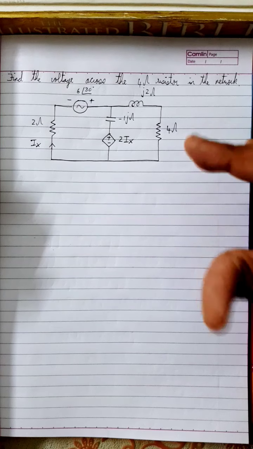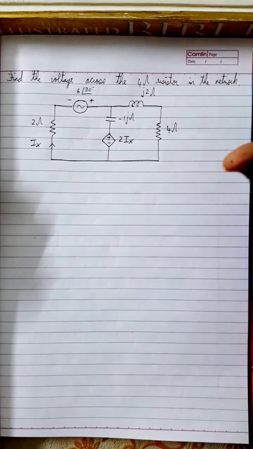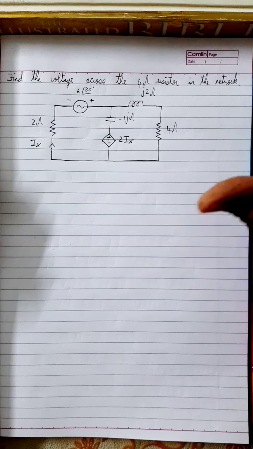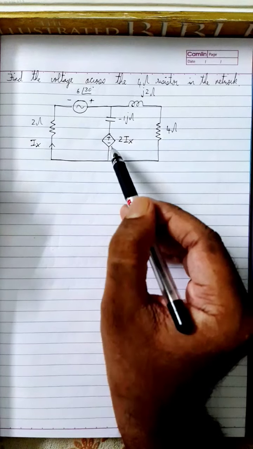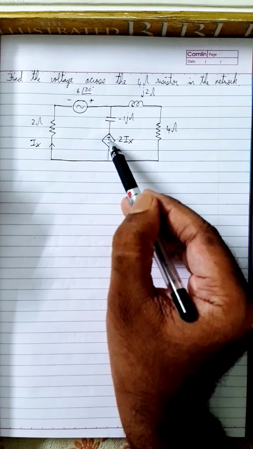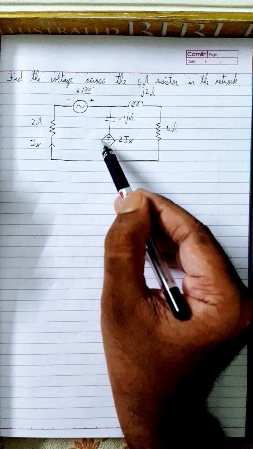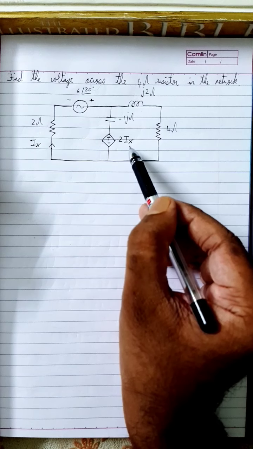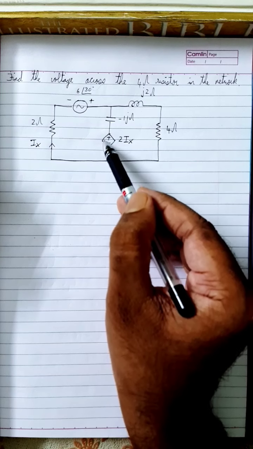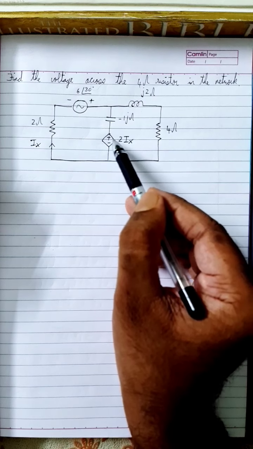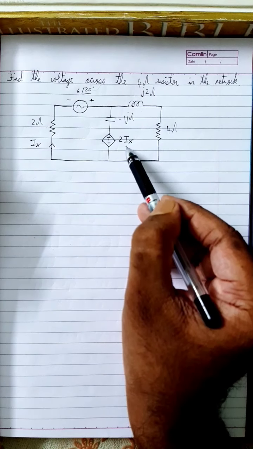If a dependent source comes into the picture, there's nothing unusual about it. Just do the problem as you did before. The only thing is that you find the equation of the dependent source. That's all. See here, this is the dependent source, right? Here this is a dependent voltage source and the value of this voltage source is 2ix. 2ix means it's a current value. So this is a voltage source which is controlled by the current called ix.